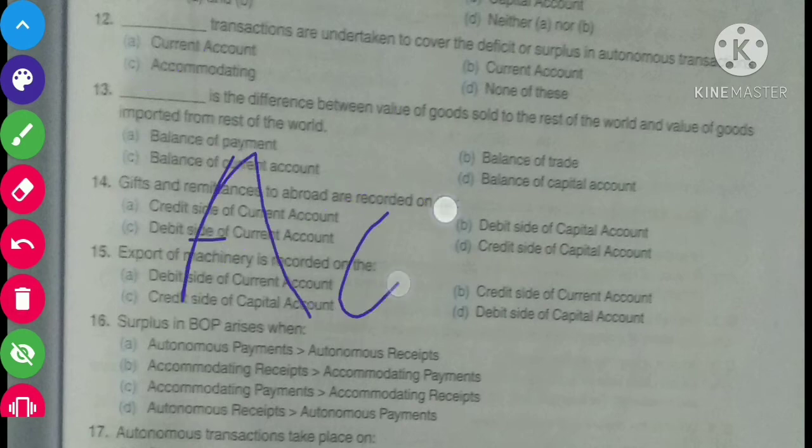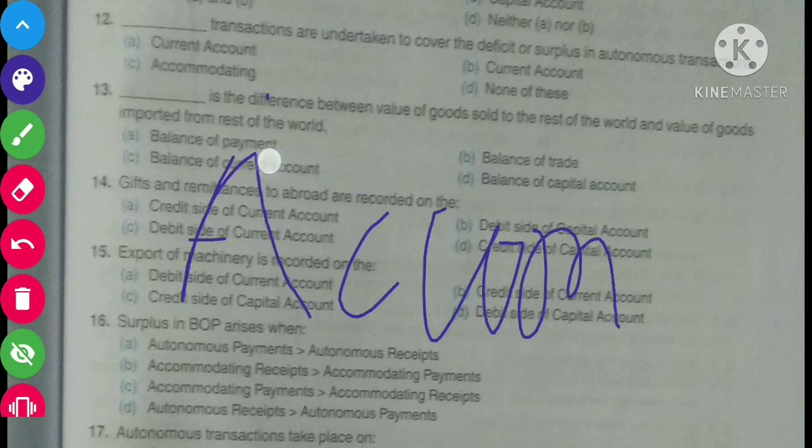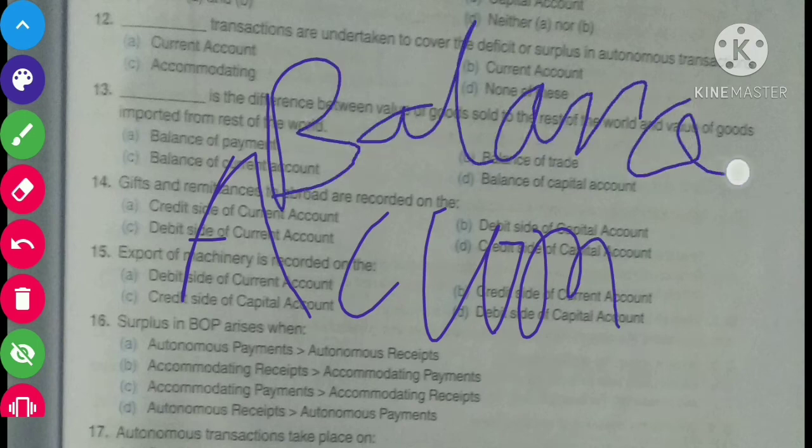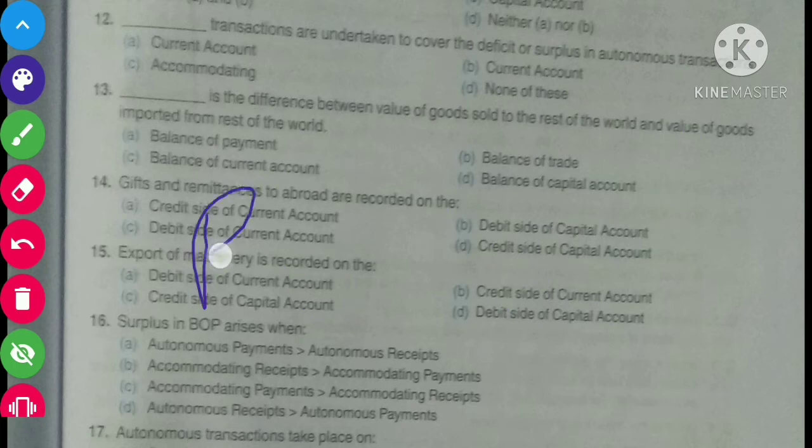Accommodating means to balance in BOP. Balance in BOP. So move to next question number. Here answer will be C. Okay. Move to next question number 11.